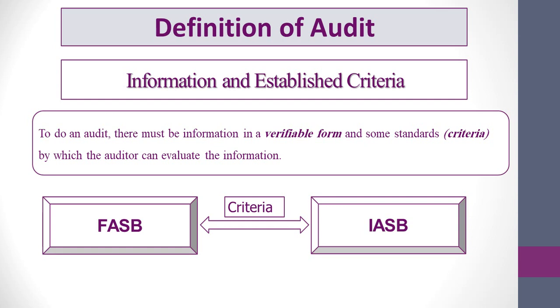So we are saying that for the audit process to be done, I must have verifiable, documented information, and also some standards, criteria that the auditor must follow. Okay, so what criteria or standards must the auditor follow? First of all, the first criterion is GAAP, meaning generally accepted accounting principles. The auditor should be sure that the financial information is prepared by following the generally accepted accounting principles, or by using international financial reporting standards, IFRS.